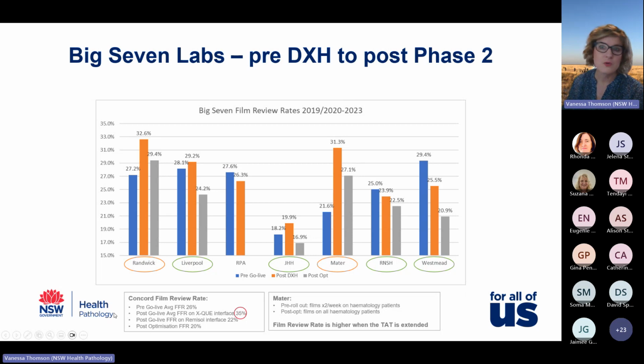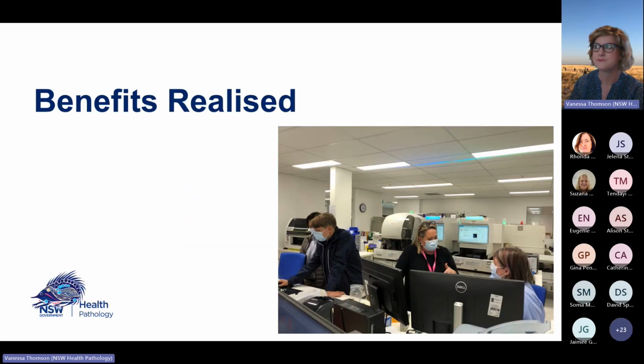I just wanted to call out as well, Concord was a really interesting example. Pre-go live, their film review rate was 26%. Post-go live, when they went on to the XQ interface, it went up to 35%, which was pretty hectic for them. Then when they went onto the Remisol interface, it dropped to 22%, and then post-optimization 20%. Quite an interesting case study. One other thing to note in the data is that the film review rates are higher when the turnaround times are extended, and we can see that in some of the data when we've been monitoring it.